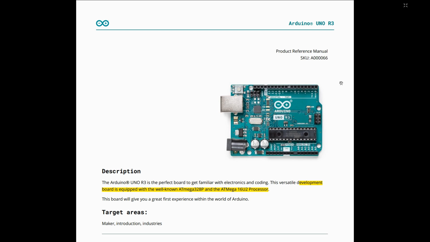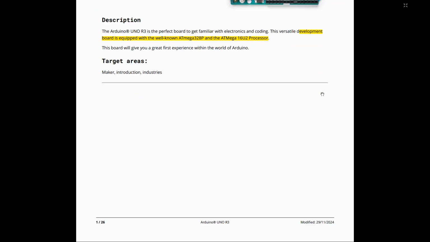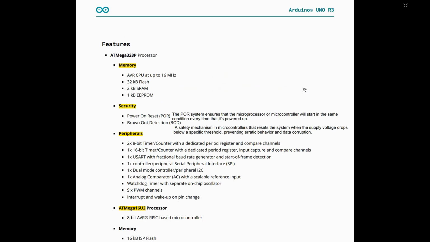So over here we have its datasheet, and if you scroll down you will find that it has the ATmega328P processor, which has memory-related data like an AVR CPU at up to 16 megahertz, 32 kilobytes of flash, 2 kilobytes of SRAM, and 1 kilobyte of EEPROM. This memory will help you understand how lengthy a code you can write in the Arduino Uno microcontroller.